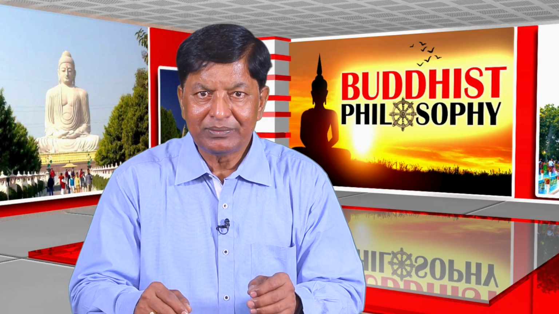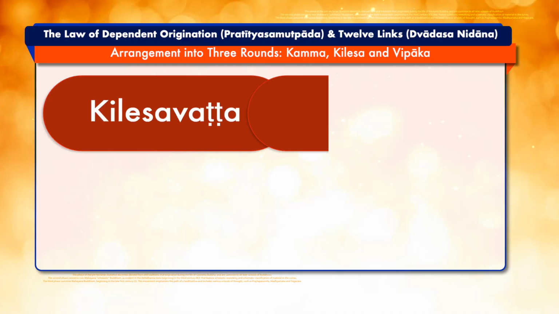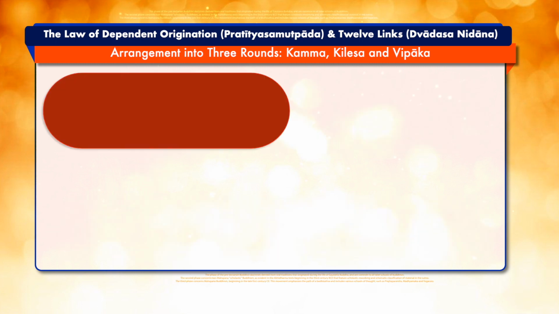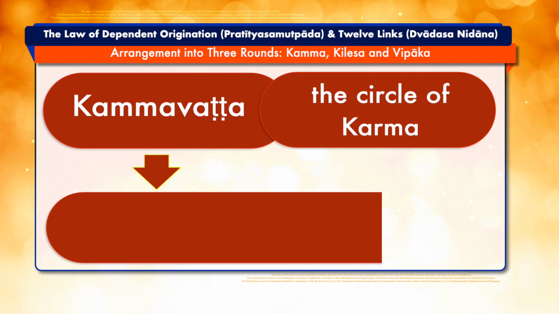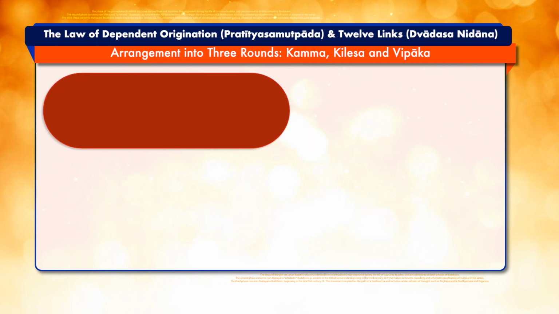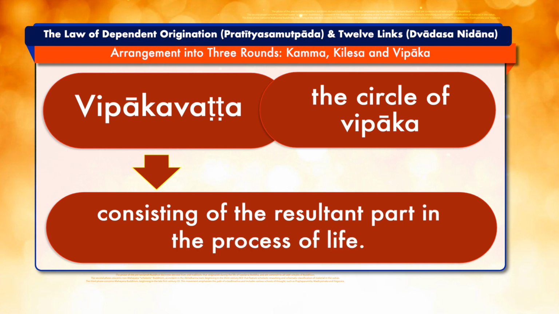In the process, there is an arrangement into the 3 rounds, kamma, kilesa and vipaka. These are the 3 circles, vatta, one moving the other, namely kilesavatta or the circle of defilement consisting of avidya, tanha and upadan; kammavatta or the circle of karma consisting of the active part in the process of life, kammabhava, together with all the kinds of good and bad activities, sankharas; and vipakavatta or the circle of vipaka consisting of the resultant part in the process of life.